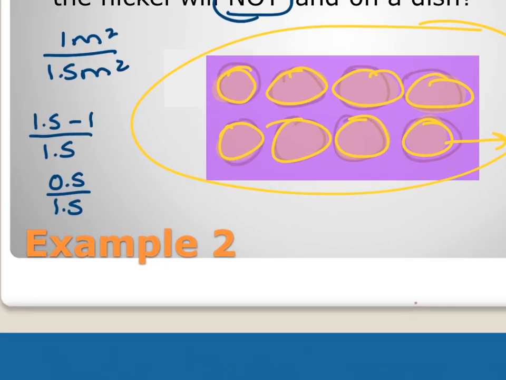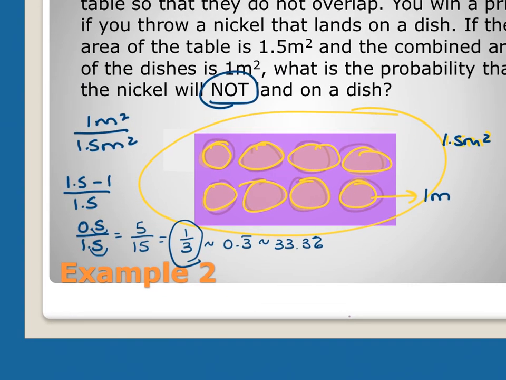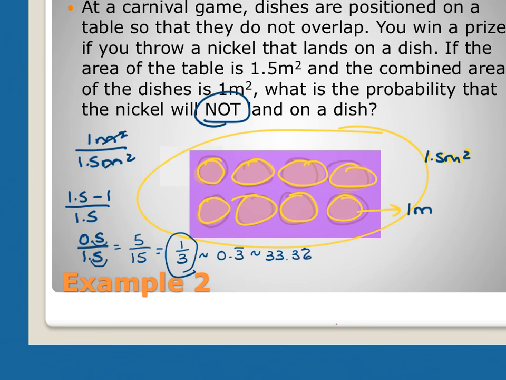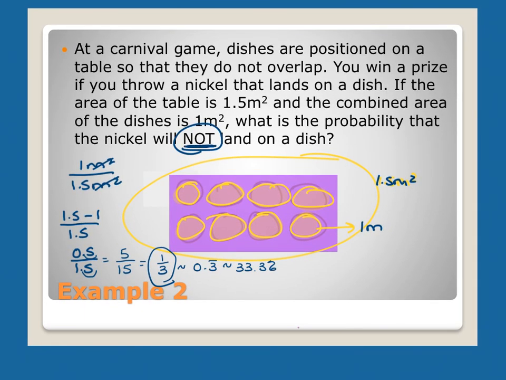Now you can't leave the decimal within the fraction, so I'm going to move this over once and this over once, and I get 5 over 15, which is 1/3. That would be 0.3 repeated, or approximately 33.3%. Because all of the other ones are rounded, this is your best answer, 1/3. Now they both have the meters in them, so you don't need to keep it, which is why we've eliminated it. But again, be really careful on the wording. This time it said, what's the probability of it not landing on a dish? So I wanted to know what the area was outside the dish.